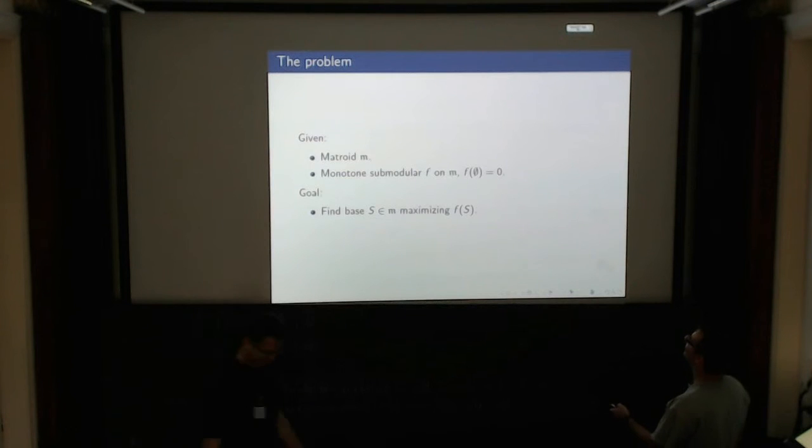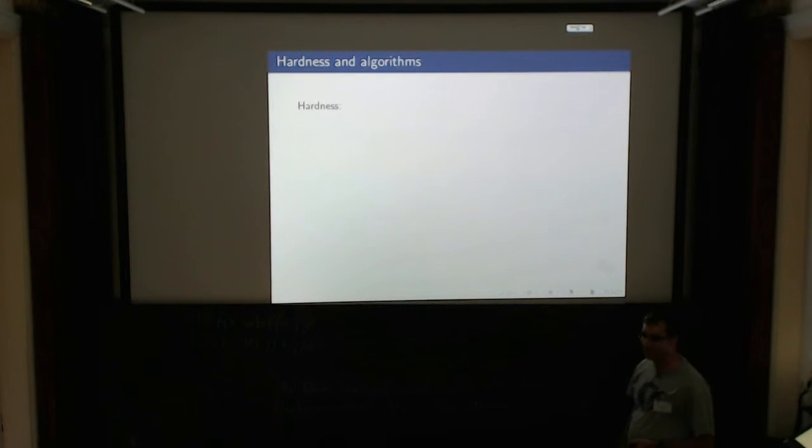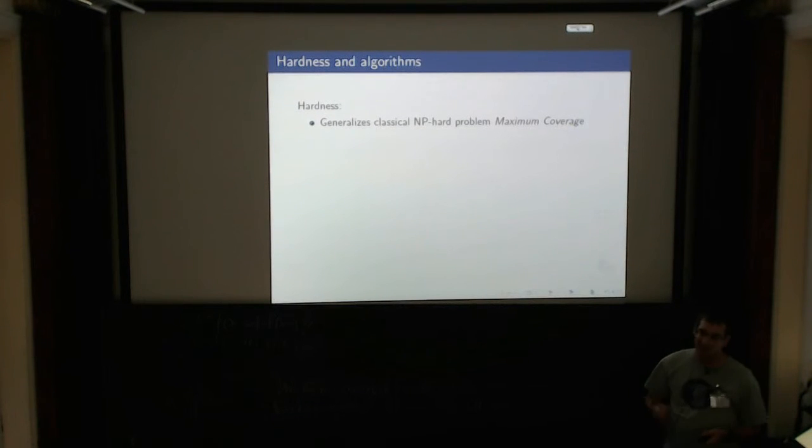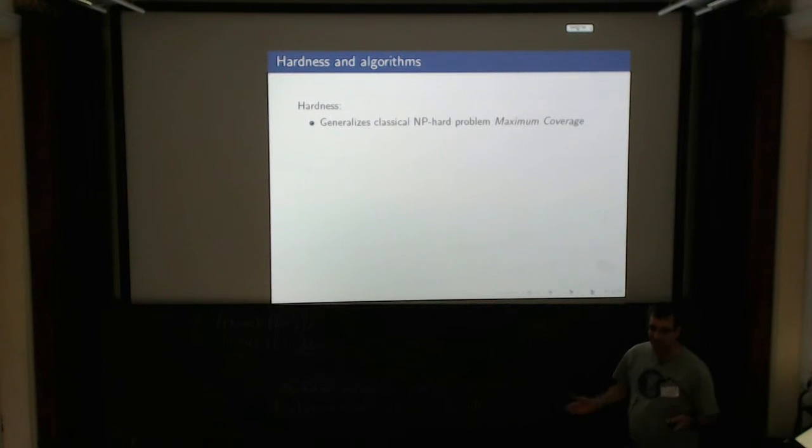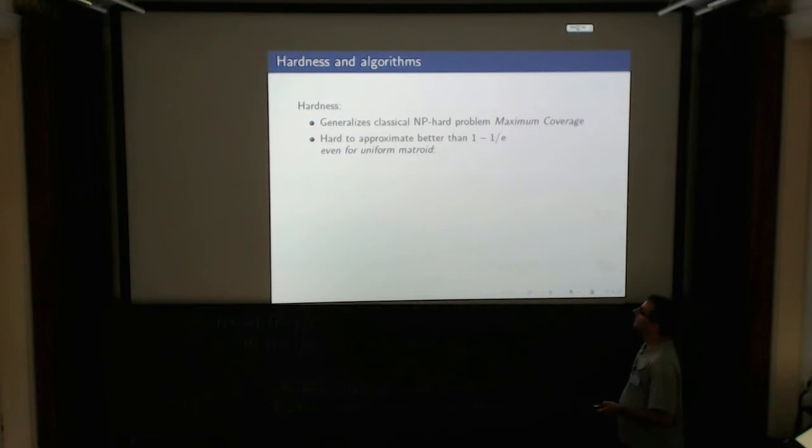So what do we know about this problem? Let's start with the bad news. This is a vast generalization of a classical NP-hard problem known as max cover. So it's NP-hard, so we can't solve it exactly. And even more than that, it's hard to approximate better than 1 minus 1 over e, which is about 62.3%, even in the simpler case of a uniform matroid.